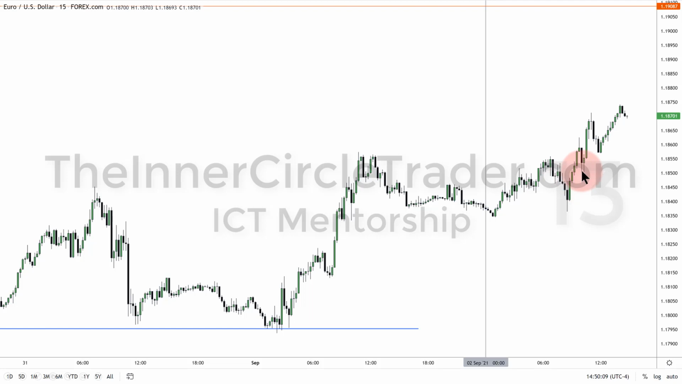Hammers it right there. Rallies, fair value gap, bullish order block, London close continuation, and rallies for a run into a higher high for buy-side liquidity.